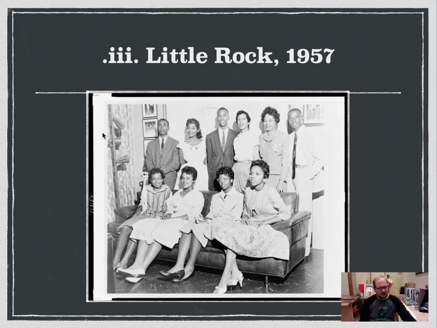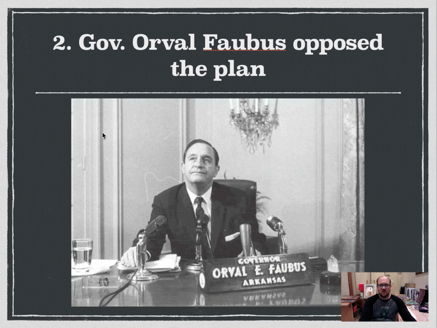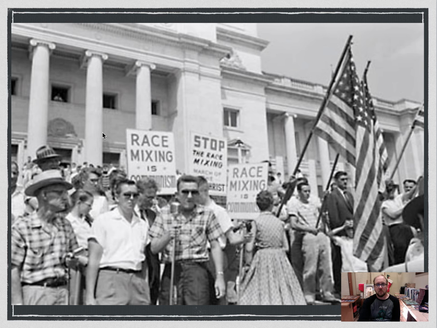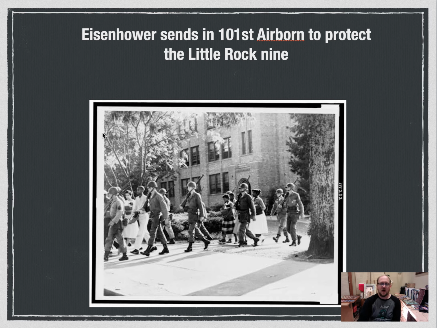Okay, one area where this was actually going to be tested was Little Rock, Arkansas. In Little Rock, we're going to see Governor Orval Faubus opposing the plan of reopening Arkansas's main high school to a group of African American students. And Eisenhower will send in the 101st Airborne to protect the Little Rock Nine, the African American students that were chosen to enter the school.